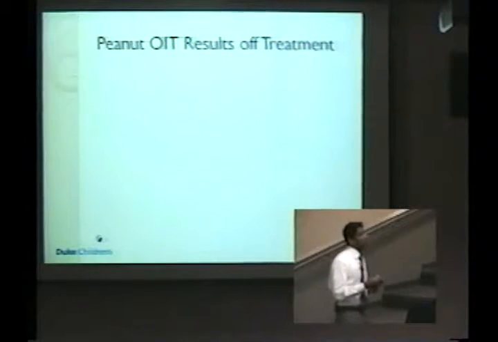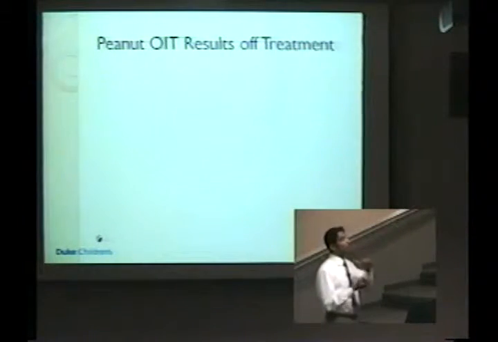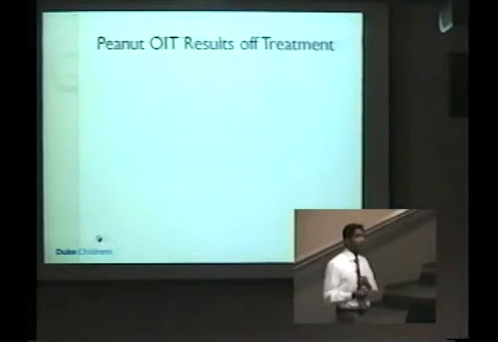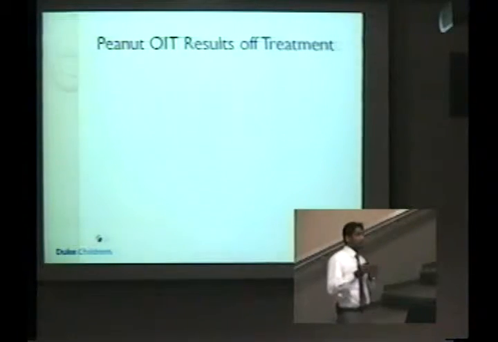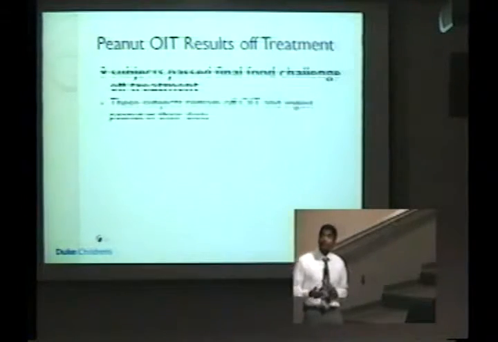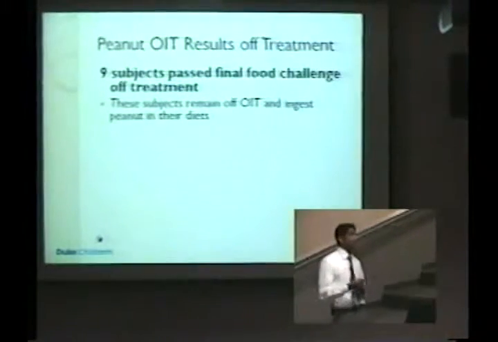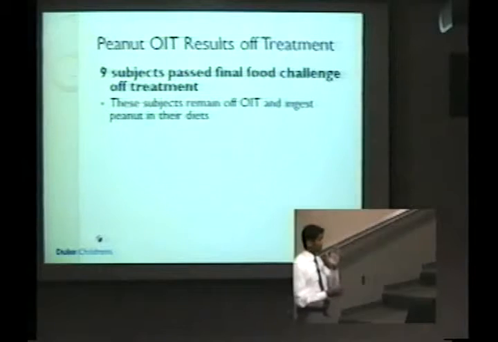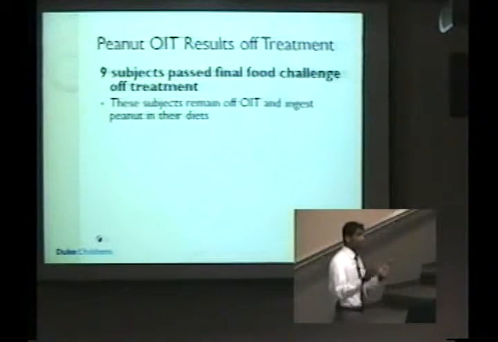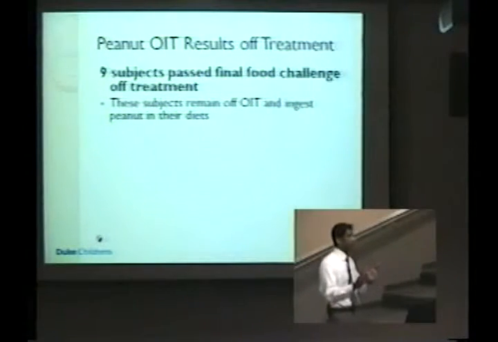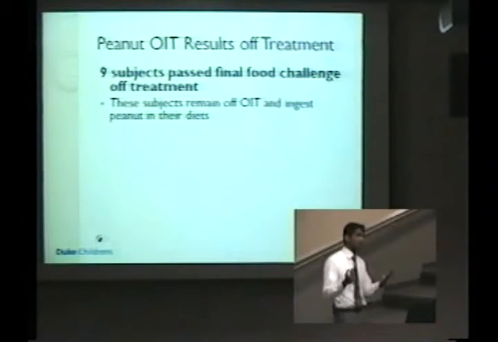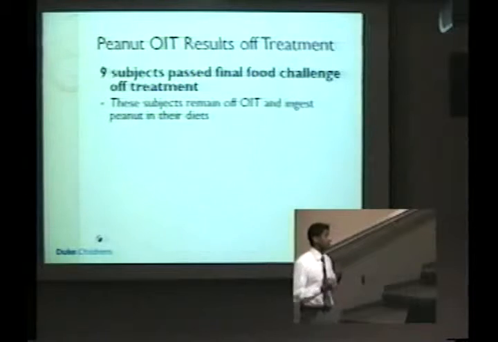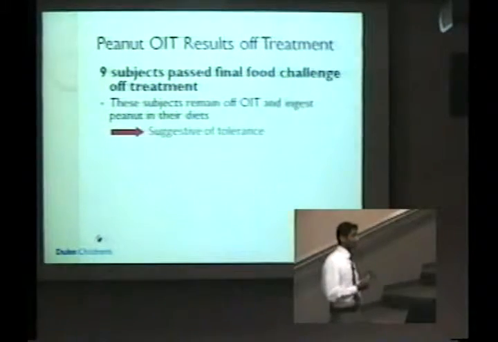In that trial, there were specific criteria for when we could stop the treatment and challenge patients. About 11 or 12 people got to that point. Of those 11 people, 9 subjects passed that final food challenge. So they stopped therapy. A month later, after no therapy and avoiding peanut, they came back and passed that final food challenge. They ingested the full amount. These subjects remain off of daily therapy and ingest peanuts in their diet. That is suggestive of tolerance.